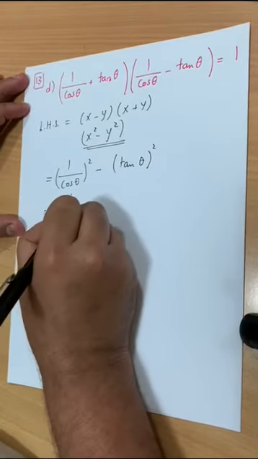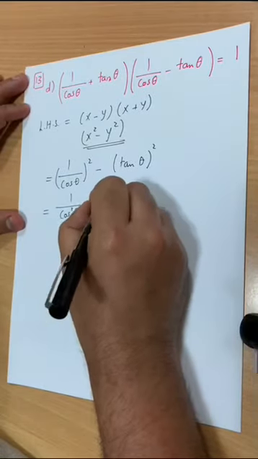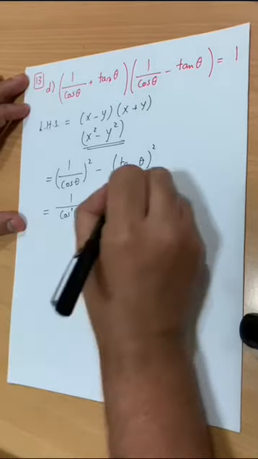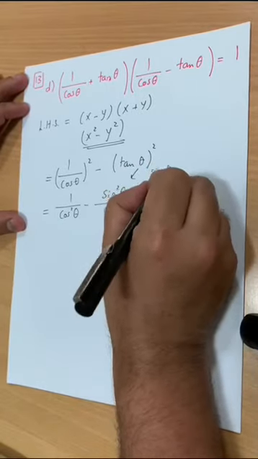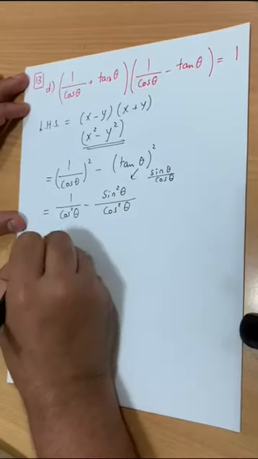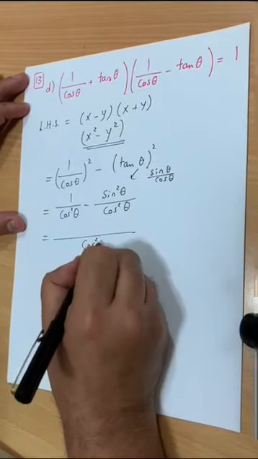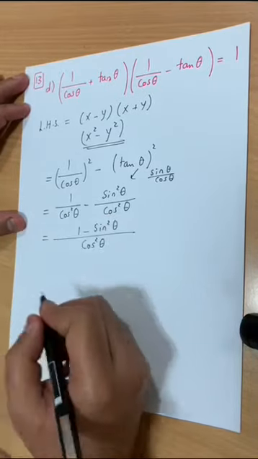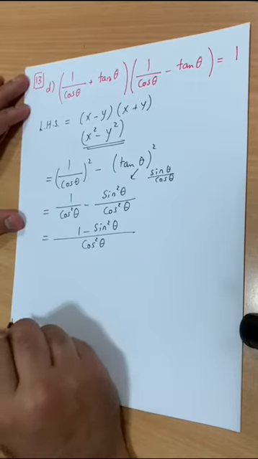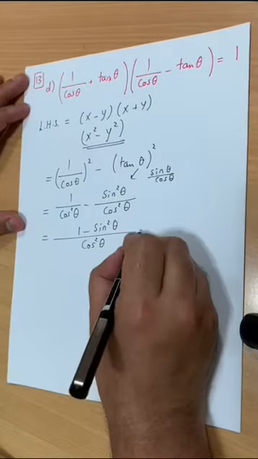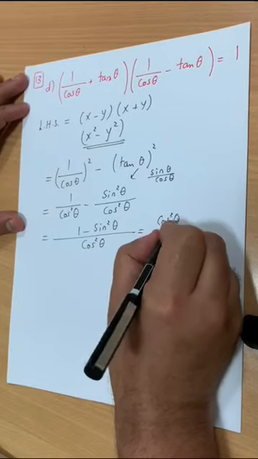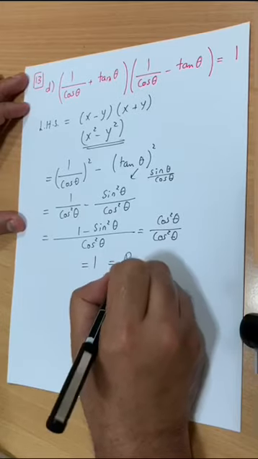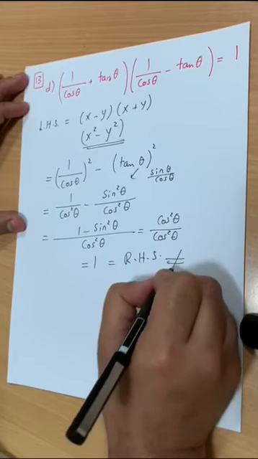It's 1 over cosine squared theta minus tan squared, which is equal to sine squared over cosine squared, because we know that sine over cosine is equal to tan. The common denominator is cosine squared, so it's 1 minus sine squared. You can combine them. You shouldn't make a common denominator because it already has a common denominator. 1 minus sine squared is cosine squared over cosine squared, which is equal to 1, equals the right hand side. Thank you.